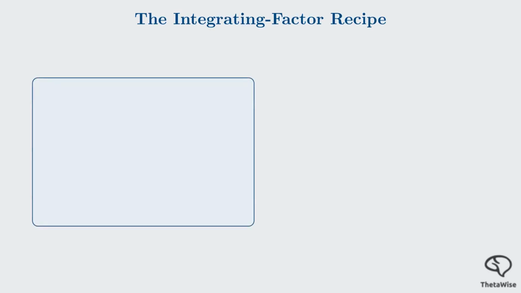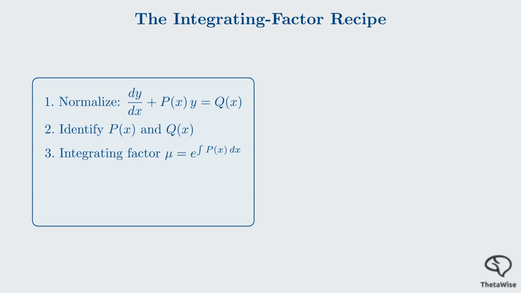For a first-order linear differential equation, begin with dy by dx plus p of x y equals q of x. If necessary, divide through so the coefficient of dy by dx is 1. Read off p and q. Compute the integrating factor e to the integral of p of x dx. Multiply every term by that factor, so the left side becomes the derivative of integrating factor times y. Integrate, add the arbitrary constant, and solve for y.